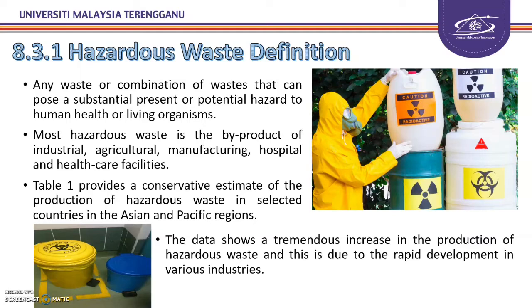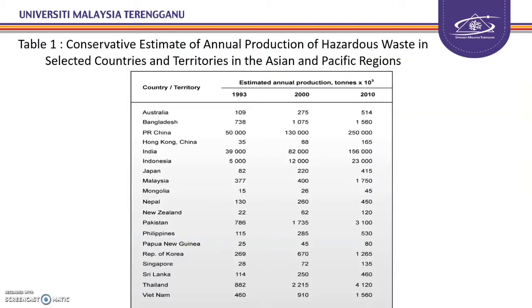Table 1 provides conservative estimates of the production of hazardous waste in selected countries in the Asian and Pacific region. This data shows a tremendous increase in the production of hazardous waste, and this is due to the rapid development in various industries. Listed here are the countries that contribute to the production of hazardous waste. The data is from 1993 until 2000 and until 2010. This is the updated data that I can get.